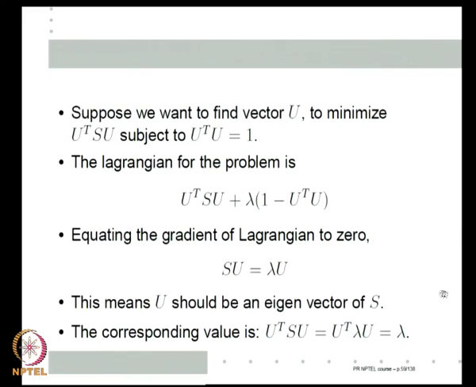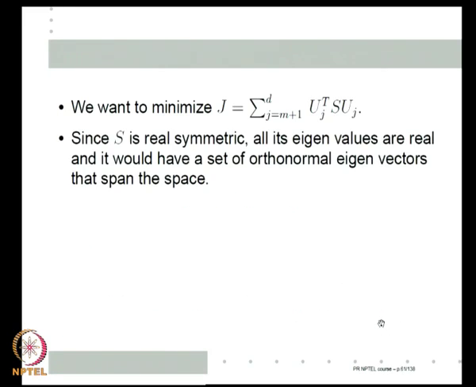How can this value be lambda? Is lambda a real number or a complex number? Yes, this can be lambda because lambda is a real number. Why is lambda a real number?